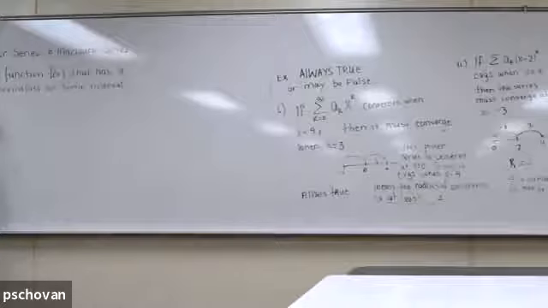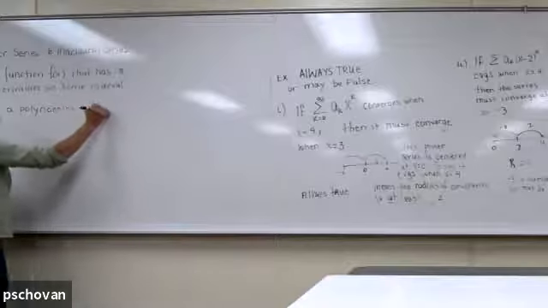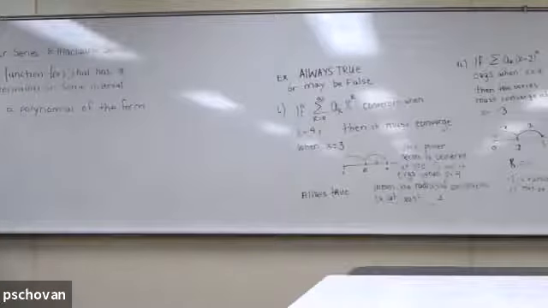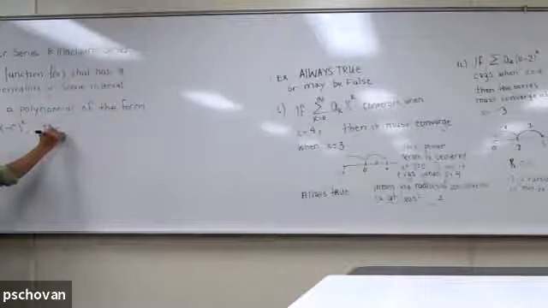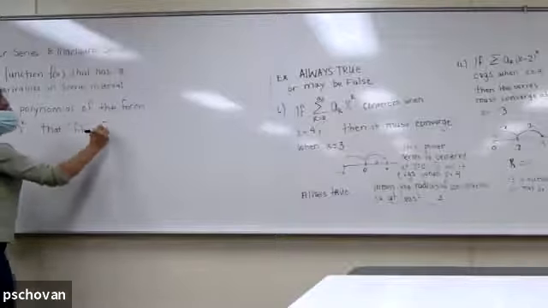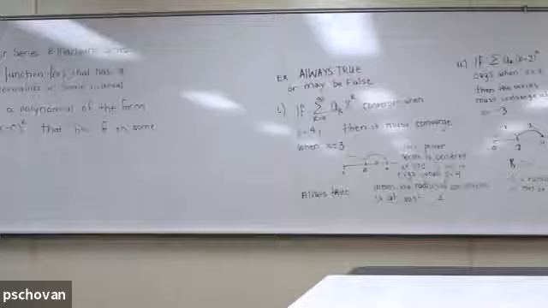We can find a polynomial of the form the sum of a_k (x minus c)^k, from k equal to 0 to infinity, that fits f on some interval centered at c.